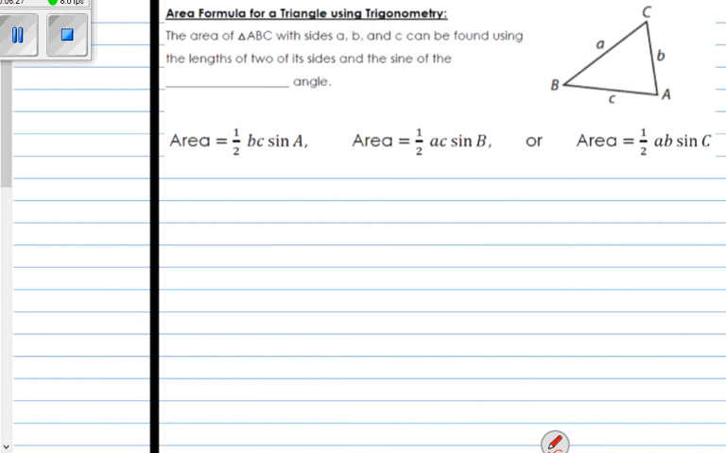So this triangle on your paper has angles A, B, C. Okay? And so we have side BC, side CA, side AC, and they also are calling the sides just side a, side b, side c. Okay, lowercase a, b, c. So the area of a triangle ABC with sides lowercase a, b, and c can be found using the length of 2 of its sides and the sine of the included angle.